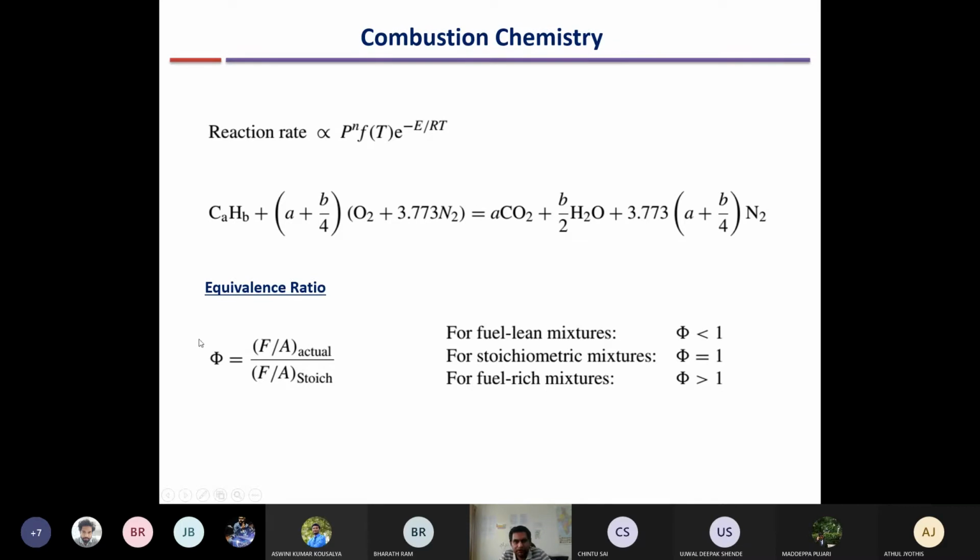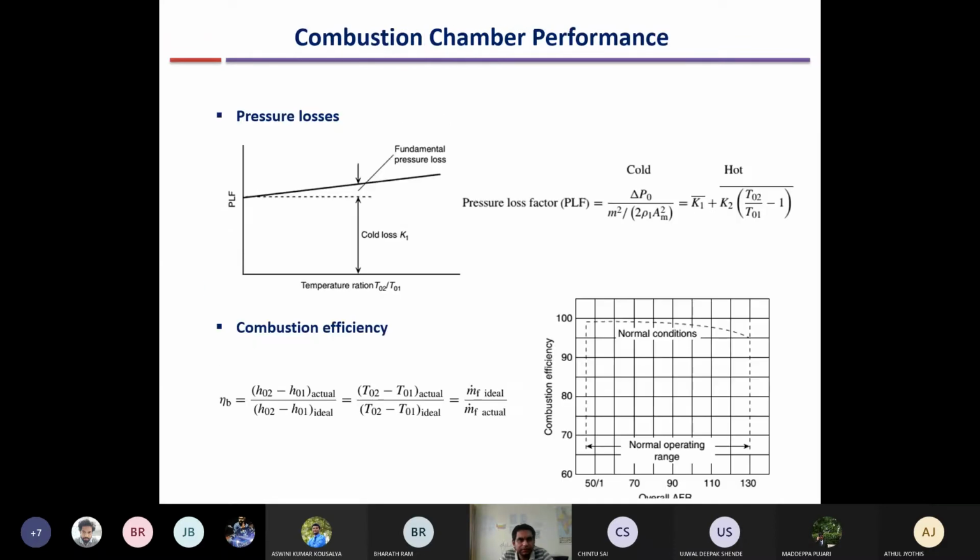So you should be able to calculate this. I have shown one example problem in the class notes, and given one more example problem as an assignment. So up to that point we had discussed. We will continue our discussion about the combustion chamber.